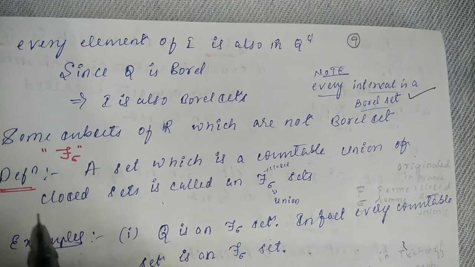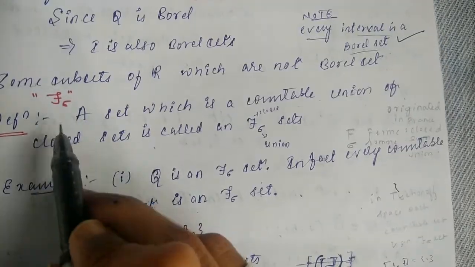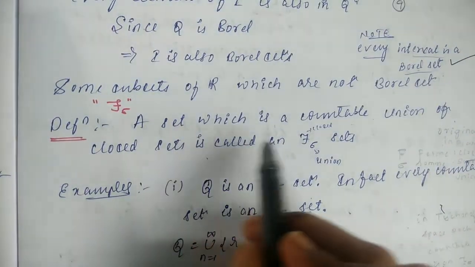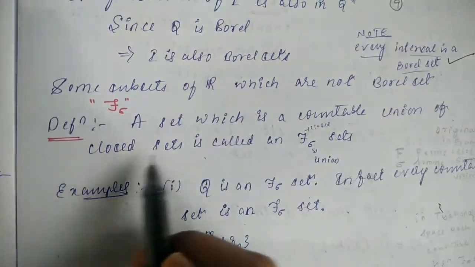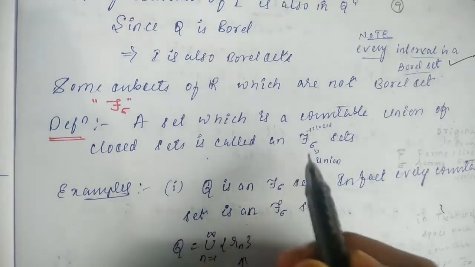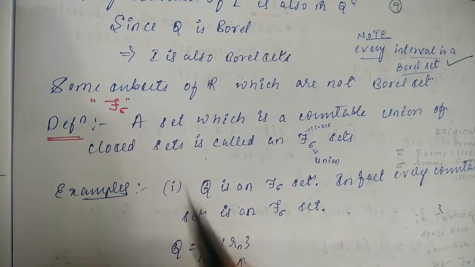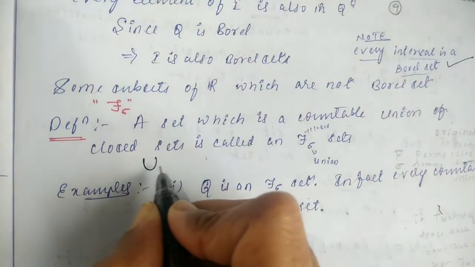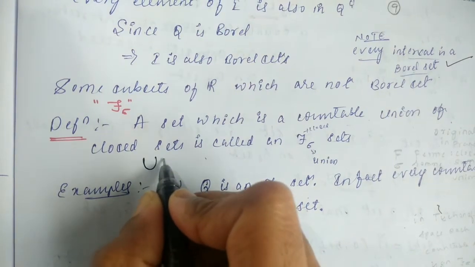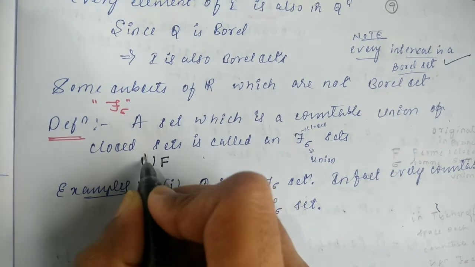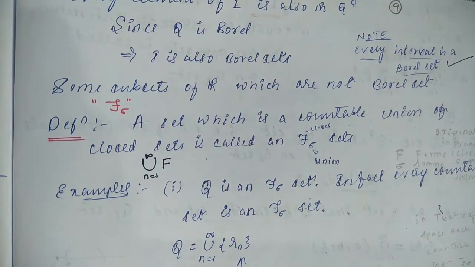Next definition: F sigma set. So what does it say? A set which is a countable union of closed sets is called an F sigma set. If a set can be written as a countable union of closed sets, here I am considering F_n closed sets, countable union n from 1 to infinity, then we say that set is an F sigma set.